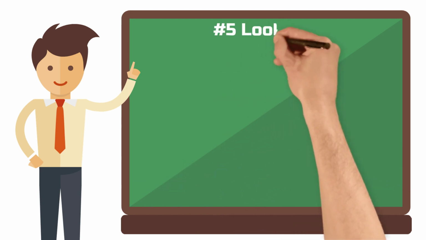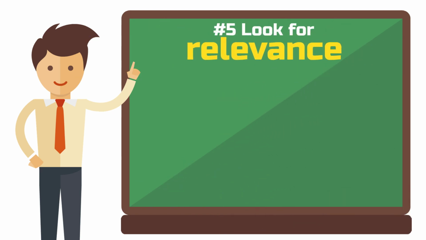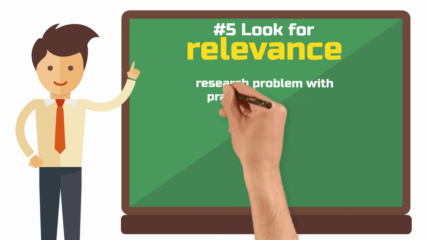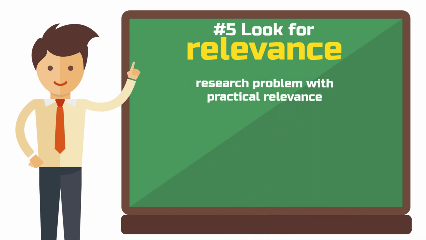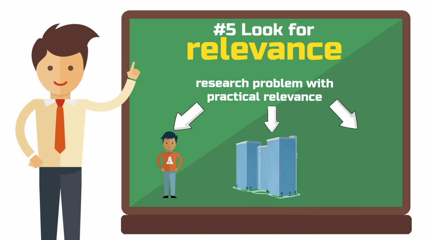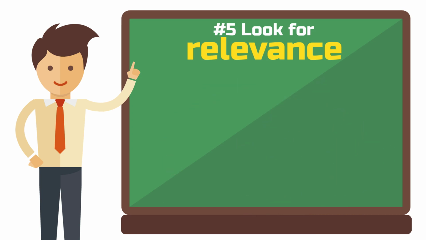Tip 5. Look for relevance in a topic. So, as I said, a research problem can be highly theoretical, which makes it important for theorists. However, my advice for you would be to look for a problem that also has some practical relevance. Practical means that it is connected to individuals, organizations, or groups that have nothing to do with academia. Here are 3 examples of practically motivated research problems.